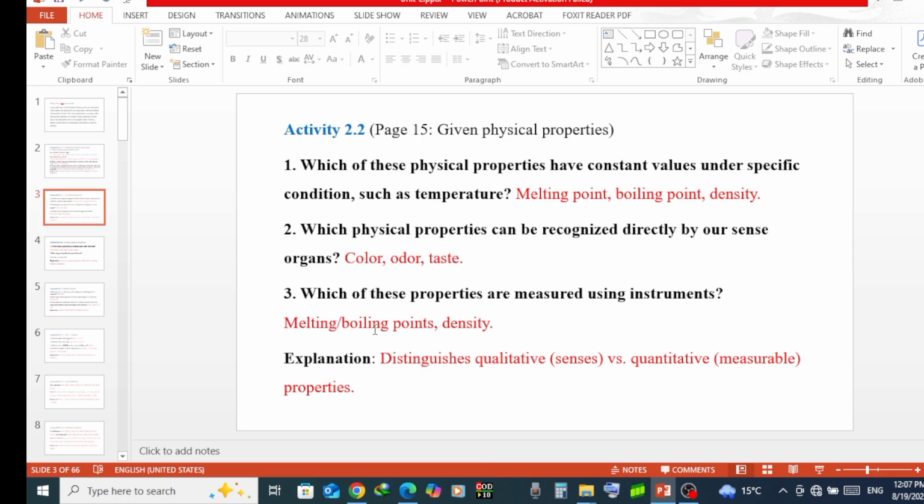Melting point and boiling point are measured with instruments. We will come back to it later. What is an instrument used to measure melting point and boiling point?